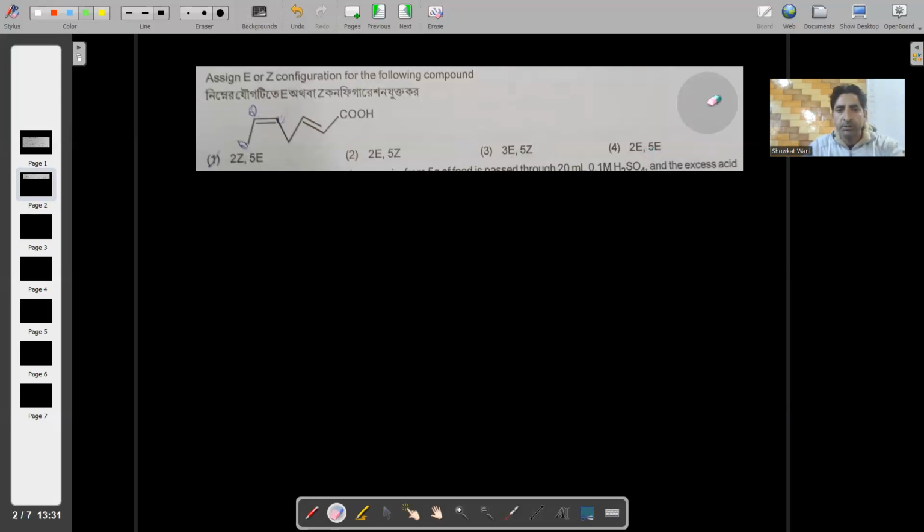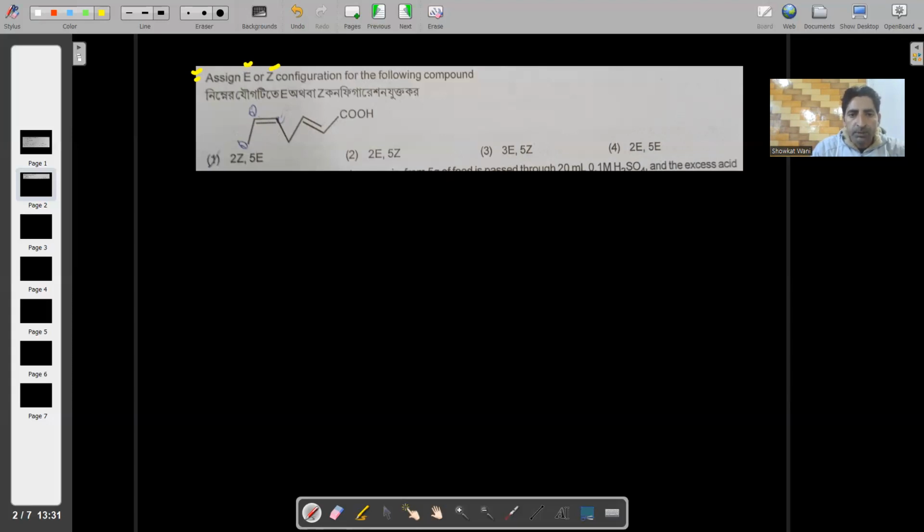So today basically I am going to solve two questions over here. These are the doubts which have been asked by one of my students. So let us try to solve question number one. In this question we have to assign E and Z configuration to the following compound. So this is the compound given and we have to assign E and Z configuration.